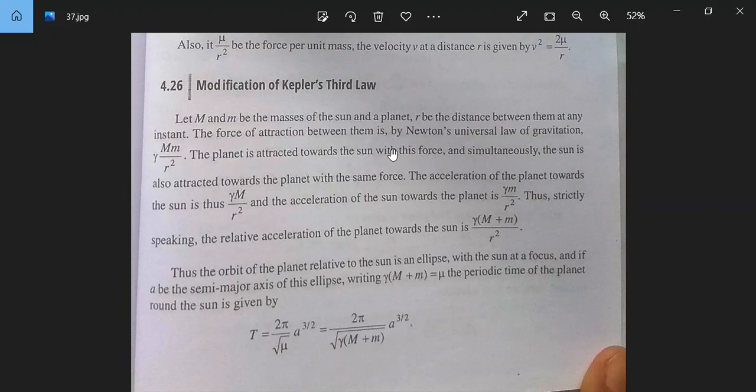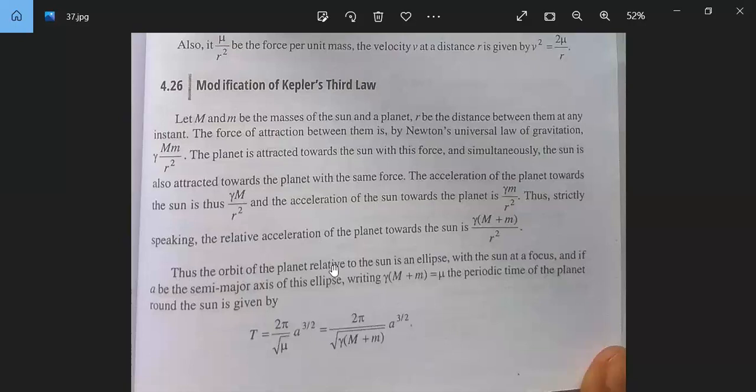Planet sun की ओर जा रहा है इस force से, attracted है, and simultaneously the sun is also attracted towards the planet with the same force. The acceleration of the planet towards the sun is thus gamma capital M by small r square, and the acceleration of the sun towards the planet is gamma small m by r square. तो sun का जो acceleration है planet की ओर this one, और planet का acceleration sun की ओर ये है. Thus, strictly speaking, the relative acceleration of the planet towards the sun is gamma into capital M plus small m by r square. Relative acceleration क्या हो जाएगा, ये प्लस हो जाएगा, because these two accelerations are opposite to each other.